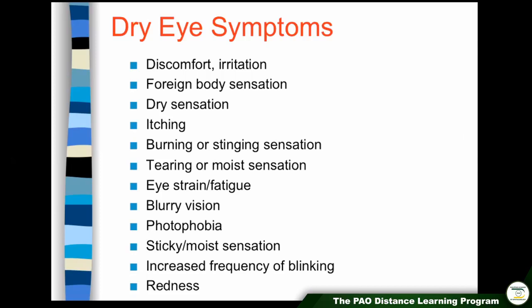Eye strain and fatigue, again because of tear instability. There's constant trying to focus on something. They get eye strain, blurry vision, fluctuation of vision. If they have punctate keratopathy or filaments on the eye, then they will get photophobia. Sticky, moist sensation, increased frequency of blinking, especially kung nahanginan. When you get wind in your eye, you will really increase your blinking because it's very uncomfortable.